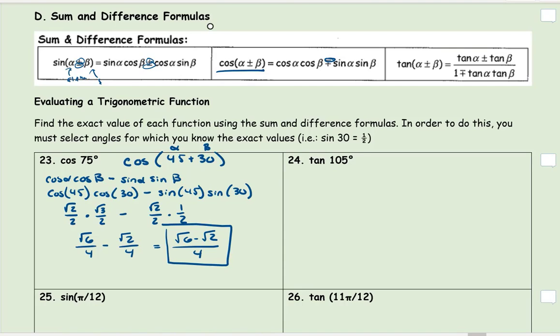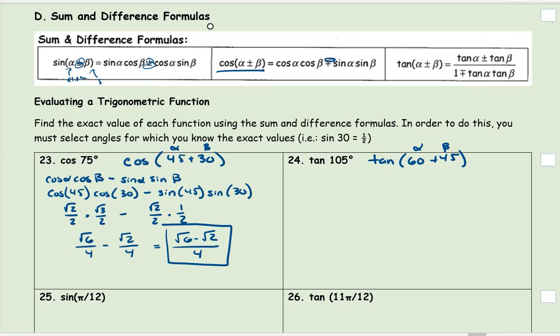Okay, so let's go on to example number 24. We have tangent of 105. Before we do this one, I want to tell you that there's more than one way that you can break up 105. I'm going to pick 60 and 45, but there are other methods you can use. My way is not the only way. So this is going to be our alpha. This is going to be our beta.